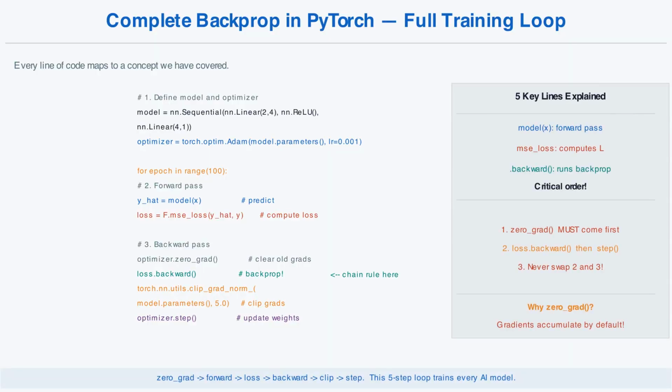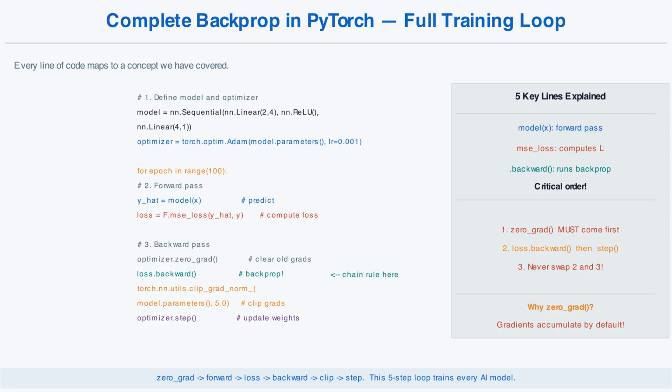First, define the model and Adam optimizer. Inside the training loop, call model of X for the forward pass. Compute the MSE loss. Call optimizer.zero_grad. This is critical. PyTorch accumulates gradients by default. If you forget zero_grad, gradients from multiple batches add together and your updates become completely wrong.